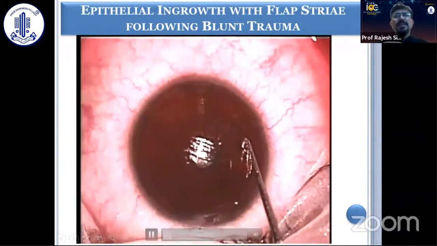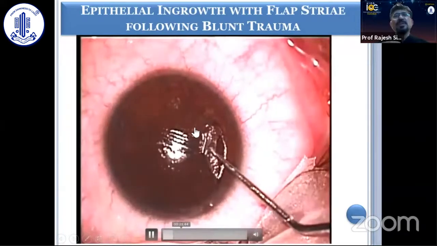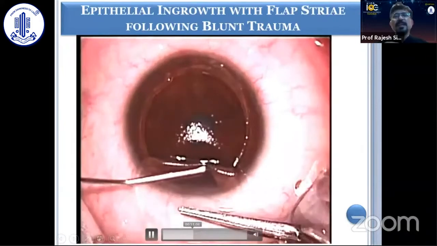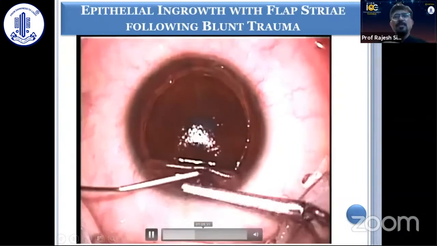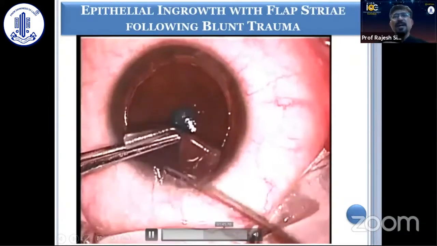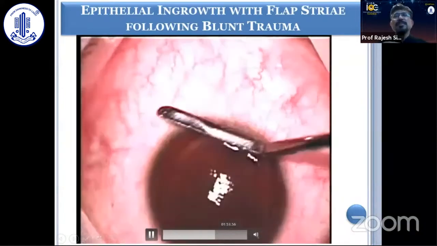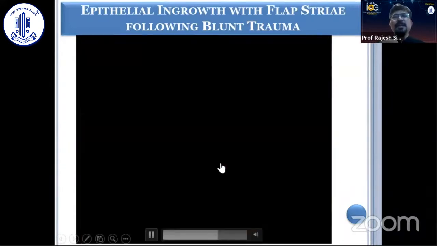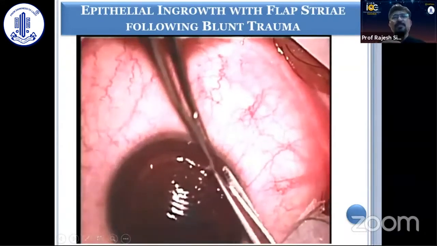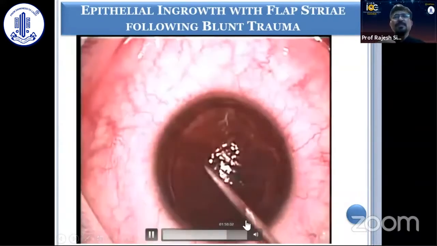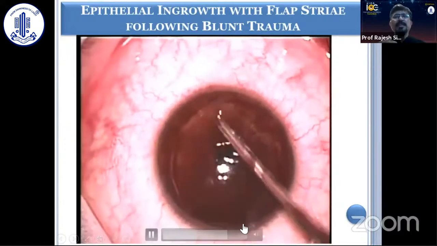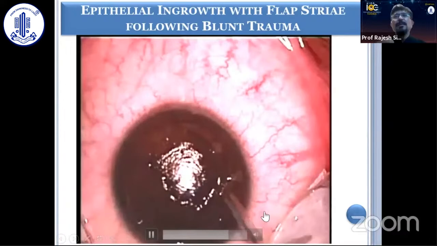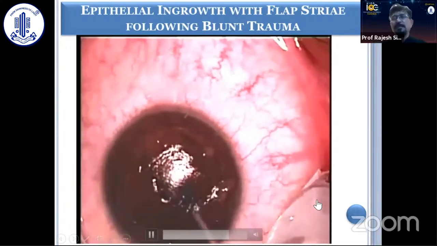the flap was lifted and the epithelium was removed. It was scraped off. Then ironing was done in order to get rid of the flap stria, and the flap was repositioned. And then the superficial epithelium in the area of coarse flap stria was also removed. So the epithelium debridement was done, and then the flap was swelled. And then a bandage contact lens was placed.